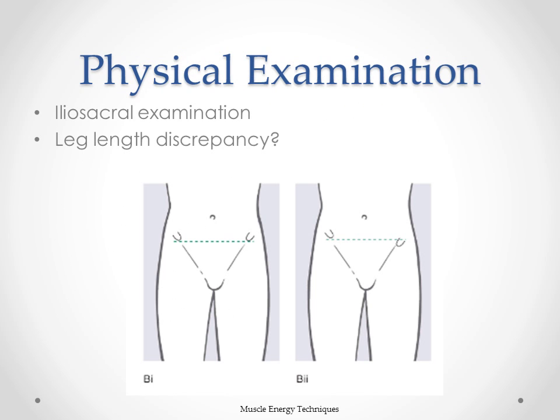So in order to determine which patients are truly suffering from hypomobility, we need to do a physical exam. And this will include an iliosacral exam, looking at the ASIS locations, PSIS locations, noting if there is a leg length discrepancy, and ruling in only apparent leg length discrepancies, not true leg length discrepancies.